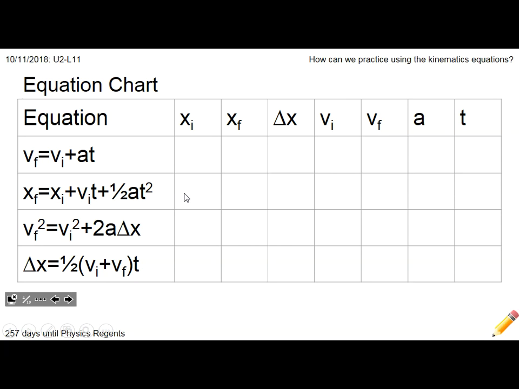Okay. What I want to mark off is which variables are found in which equations. Because that's a really important thing to know when you're trying to decide which equation you should use to solve a problem. So in our first equation, we have V final, V initial, A, and T. So any question that has 3 of those given and 1 of those unknown, you could use this equation to solve.